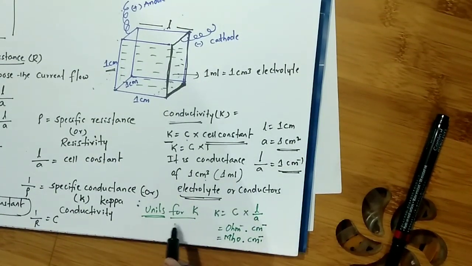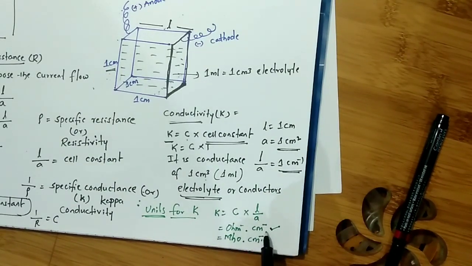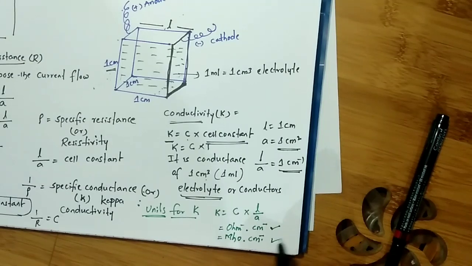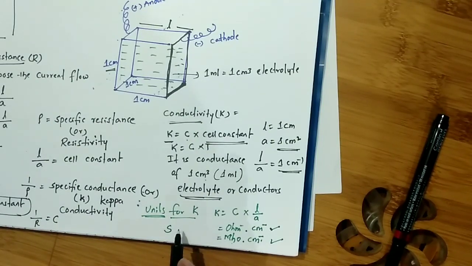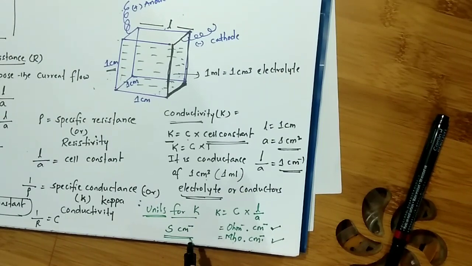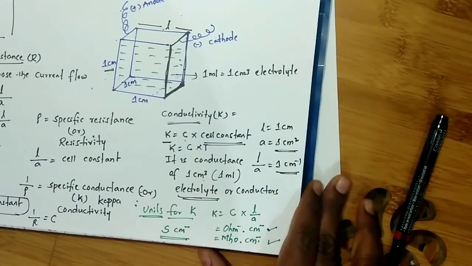So the units for specific conductance are ohm inverse centimeter inverse, or mho centimeter inverse, or you can take Siemens instead of mho, one more unit of conductance, Siemens centimeter inverse. These are the units for specific conductance or conductivity.